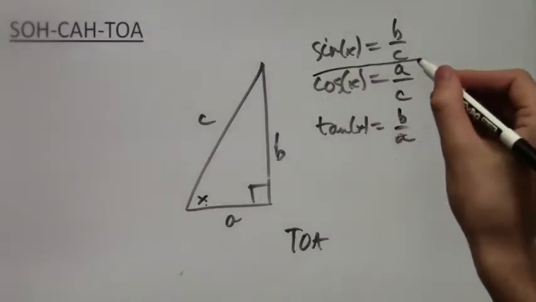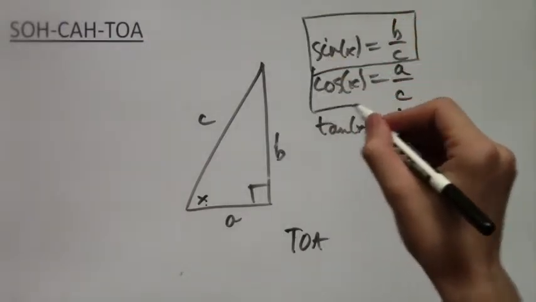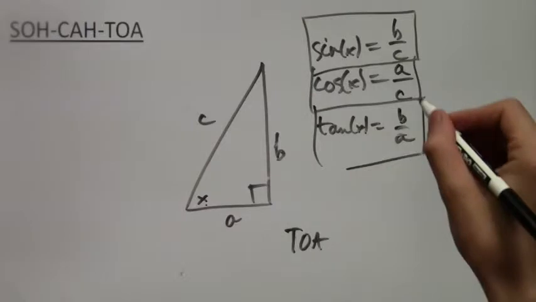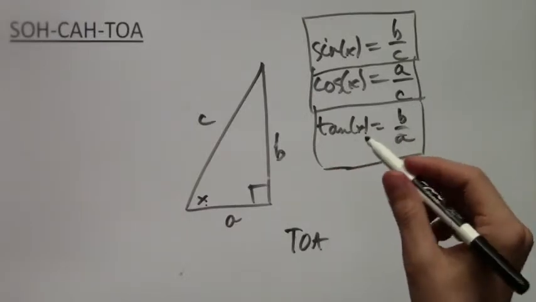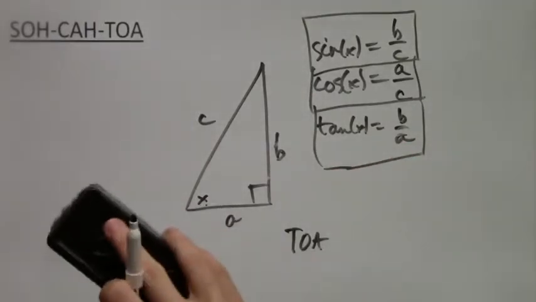So this is what we have. SOHCAHTOA stands for three formulas, all the formulas relating to right triangles. So now we're going to do an example problem.